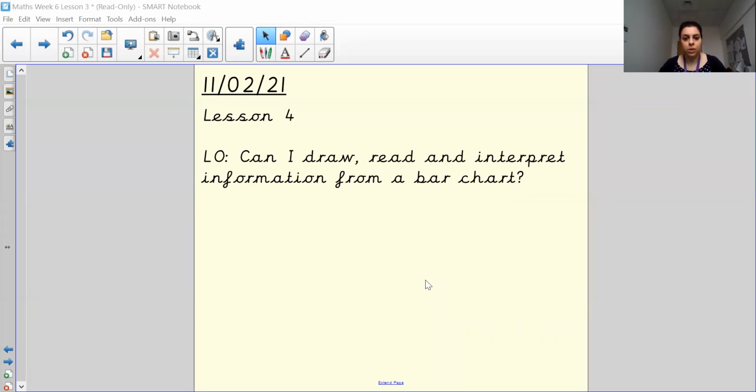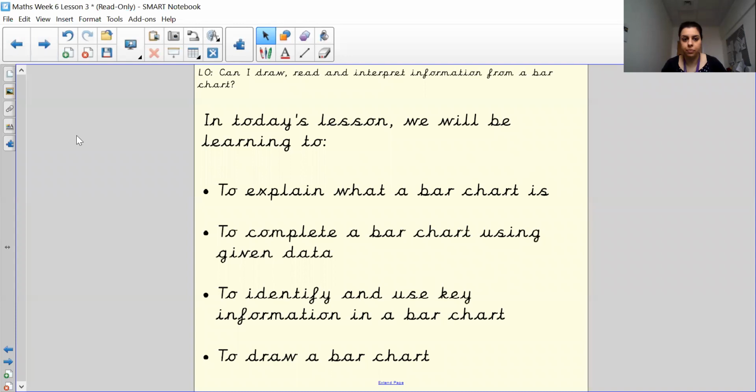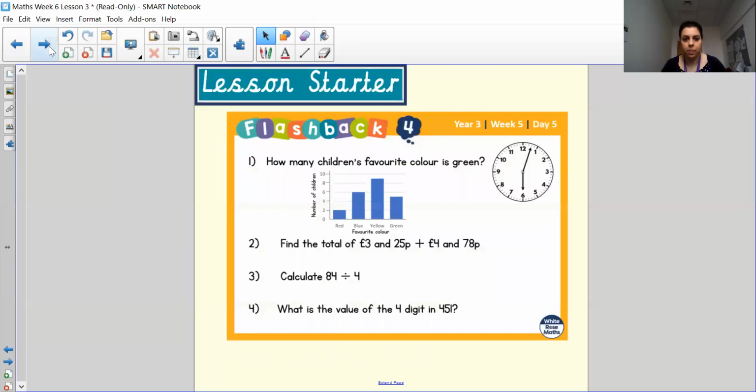So in today's maths lesson, we are drawing, reading and interpreting information from a bar chart. We've already had a look at some pictograms. Today we're having a look at bar charts, and it is the 11th of February today, and this is lesson 4 for maths this week. In today's lesson, we're going to be learning to explain what a bar chart is, to complete a bar chart using given data, to identify and use key information in a bar chart, and to draw a bar chart. So quite a few different aspects today for our bar chart information.